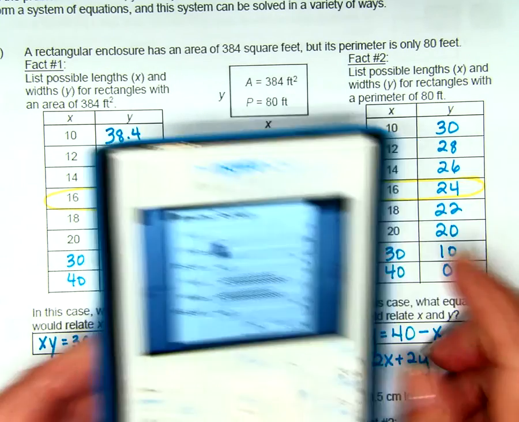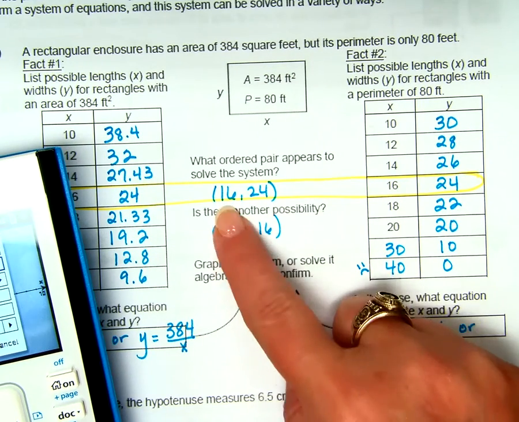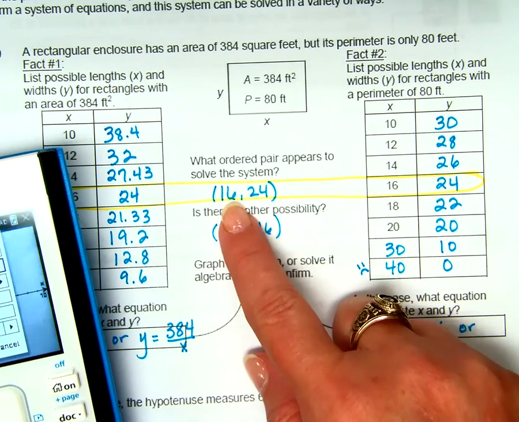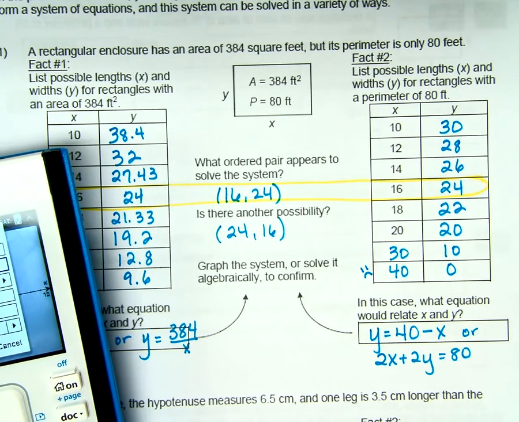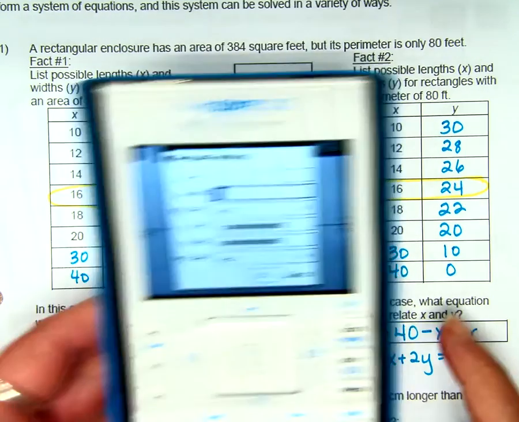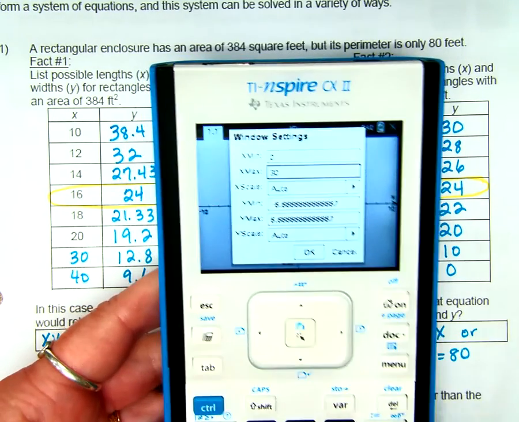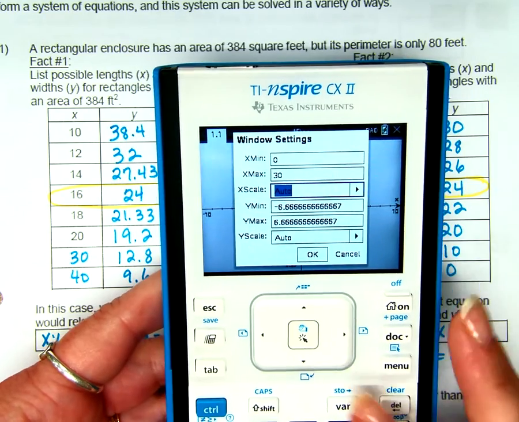What x value do you want to go up to? So I want to go up far enough to be able to see both of these. Probably 30 would be a good place to go. You okay with that? I don't care how it counts. I'm going to let it choose.